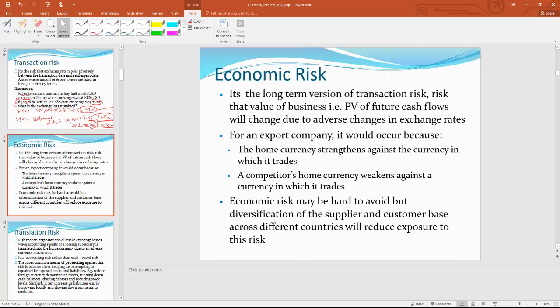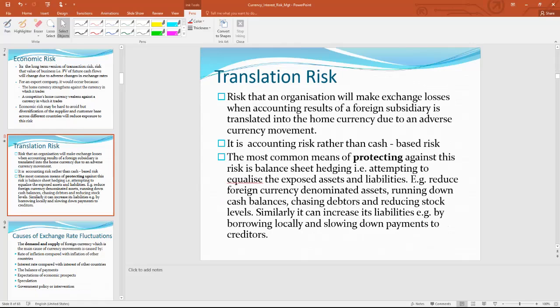This is referred to as the economic risk. It's more of a long-term version of the transaction risk. Lastly, we have what is called the translation risk.